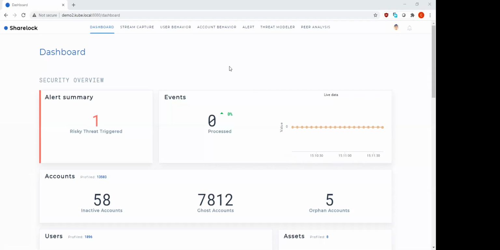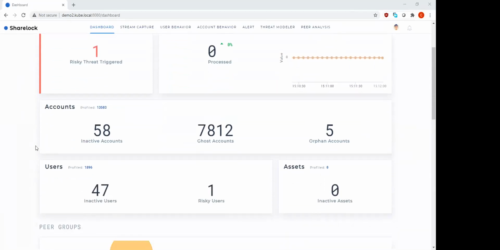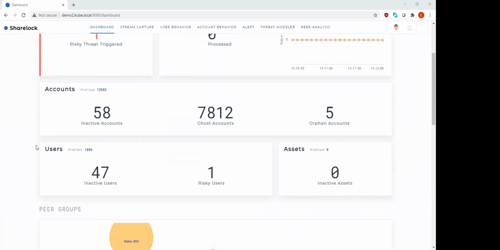This is our dashboard, the entry point where we can find a summary of the current situation of the system. We can see here the number of alerts triggered and the real-time data that are flowing to the system. Being a static demo, there is no data flow right now. In the central part, we can see the big numbers relating to accounts, users, and assets.